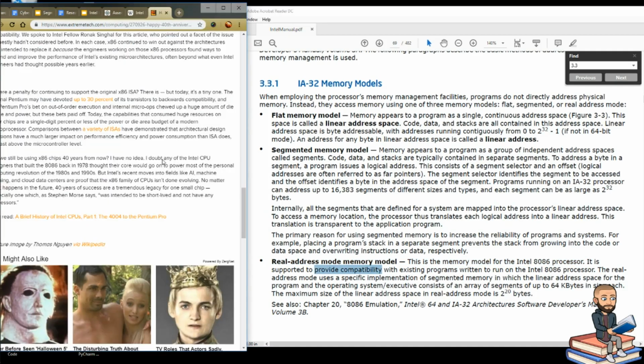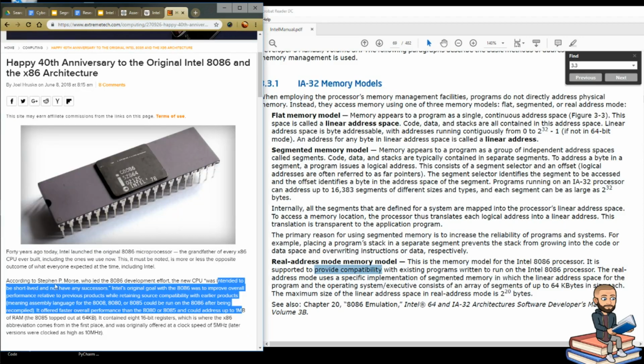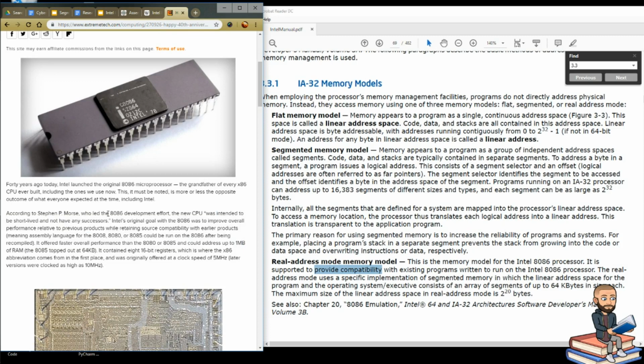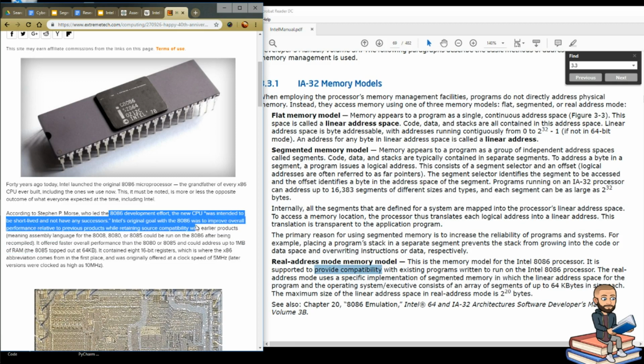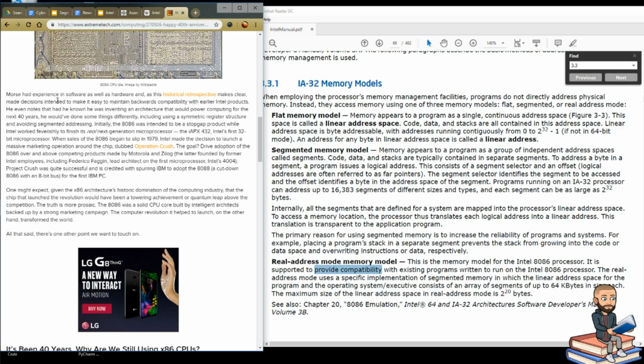And to share a little something with you that I was reading earlier today, this is from Extreme Tech. It said that according to Samuel P. Morse, a guy who led the 8086 development effort, the new CPU was intended to be short-lived and not have many successors. Intel's original goal was to improve overall performance relative to previous products. Morse, who had experience in software as well as hardware, made clear that if he had known he was inventing an architecture that would power computing for the next 40 years, this x86 architecture that would be very important for years and years to come, he would have done some things differently, including using a symmetric register structure and avoiding segmented addressing. All right, so he didn't want to go through segmented addressing, it looks like.